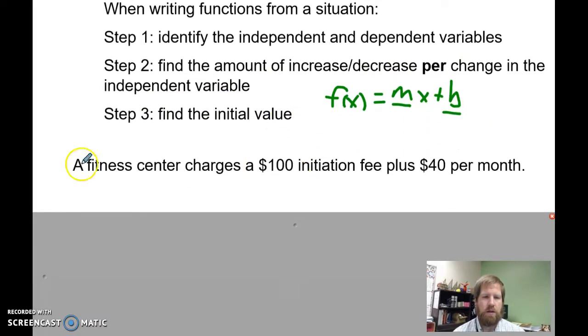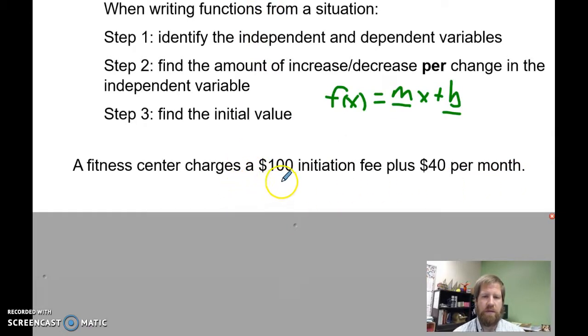Okay. So in this situation, we have a fitness center that charges a $100 initiation fee plus $40 per month. My independent and dependent variables. My independent variable is going to be the amount of time, right? The number of months that I am going to the fitness center. And then the dependent variable is going to be the total cost, right? That's going to be how much they're charging me to go for that length of time.